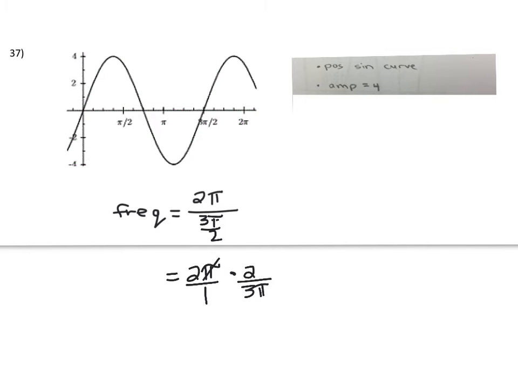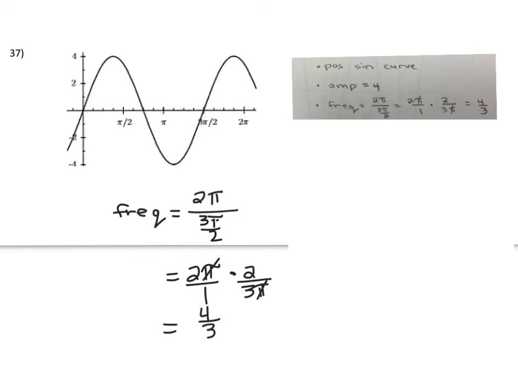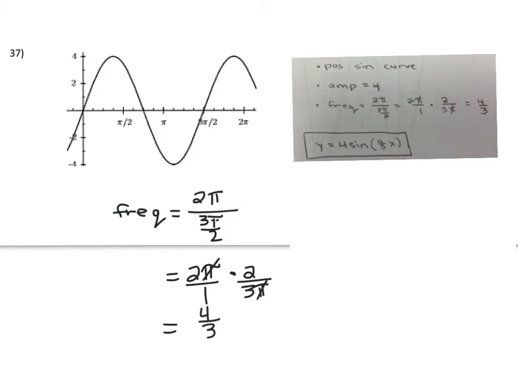Okay, this pi on top cancels with this pi on bottom, and when we multiply this out, 2 times 2 is 4, and 1 times 3 is 3, so we get 4/3. So our frequency is 4/3. Okay, so now we could just write our equation. So the equation would be y equals positive 4 sine of 4/3 x.